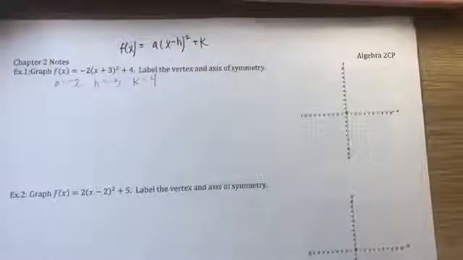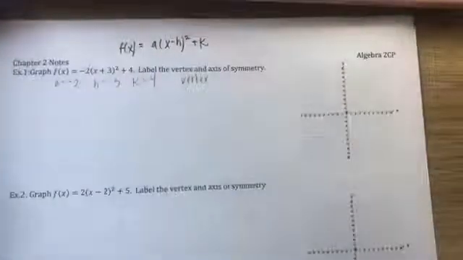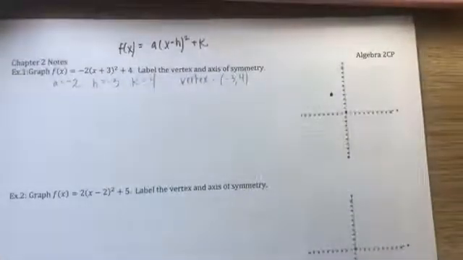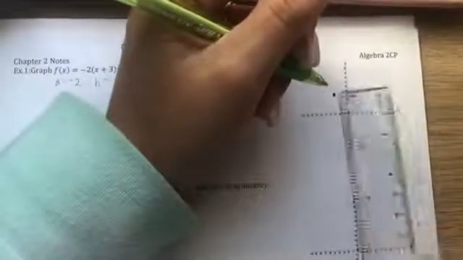So once you have h and k, you can go ahead and graph the vertex. The vertex is h comma k, so it's -3, 4. So I can plot that point. So -3 and then up 1, 2, 3, 4. That's my vertex. And then the axis of symmetry is a vertical line that goes through the vertex.